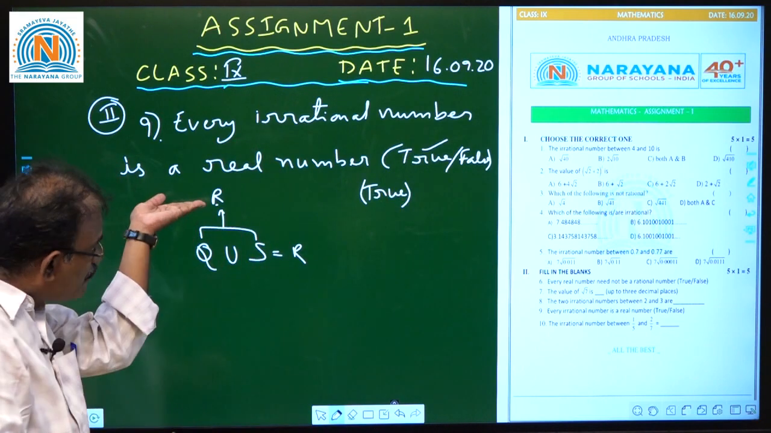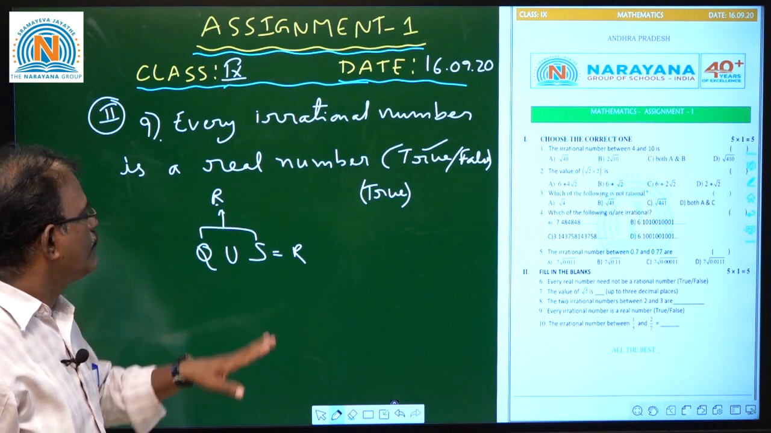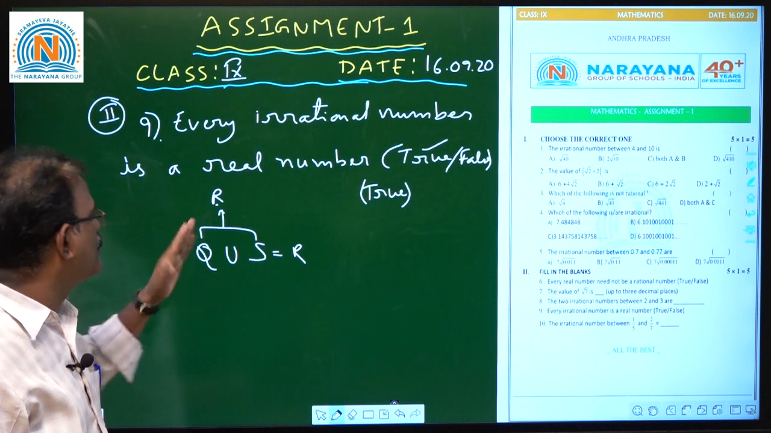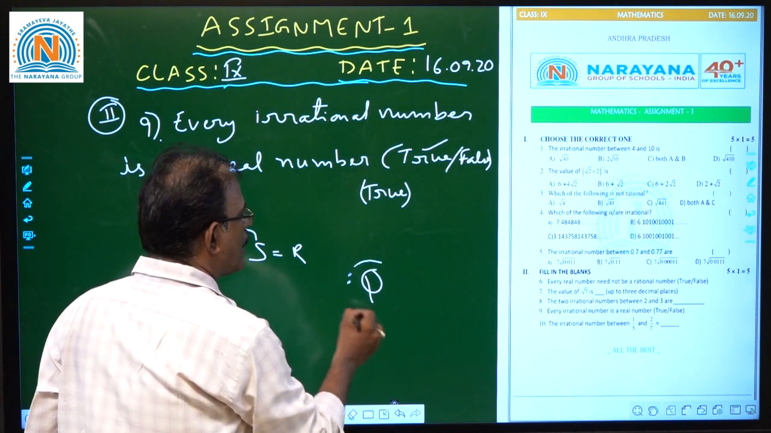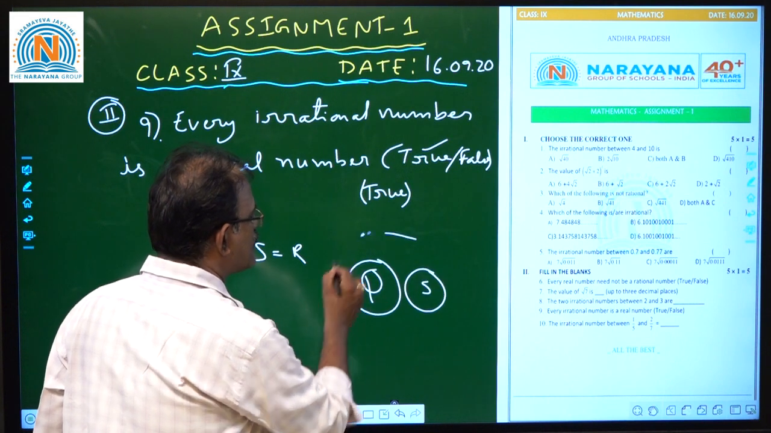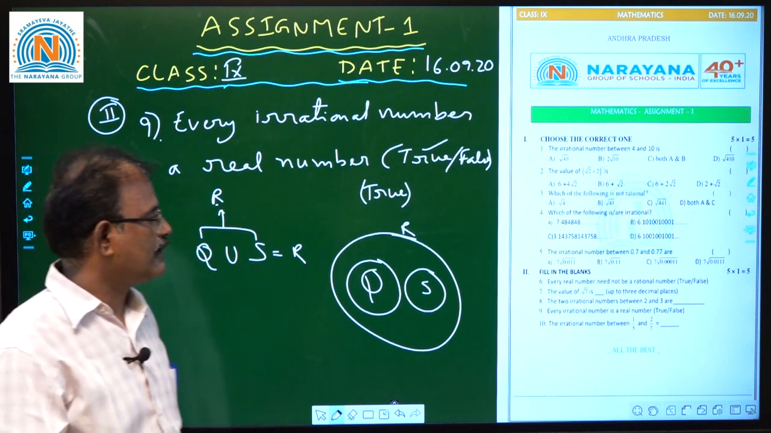But every real number is a rational number? Wrong. Every real number is an irrational number? Wrong. But every irrational number is also a real number. Every rational number is also a real number, because Q and S are subsets of set R. Okay, children.